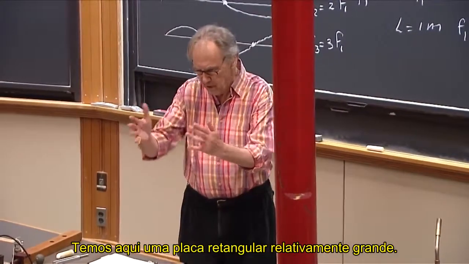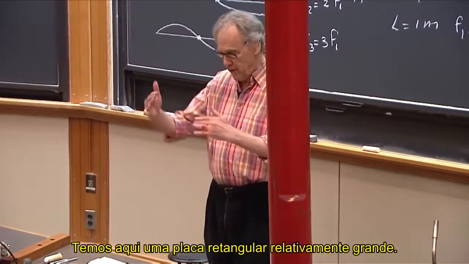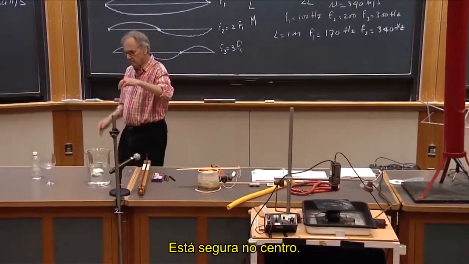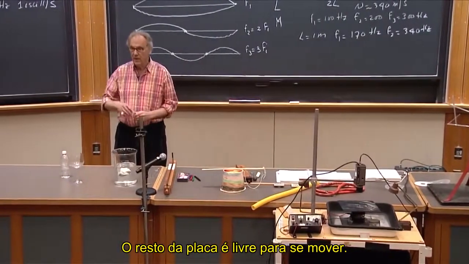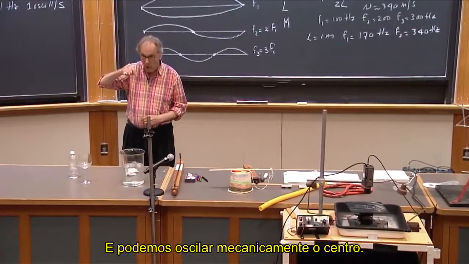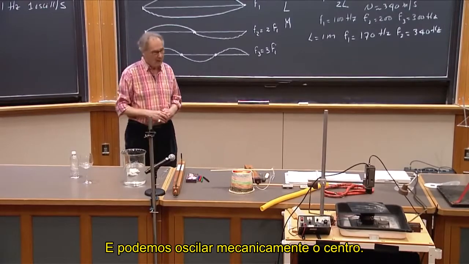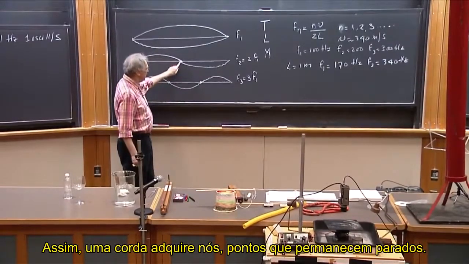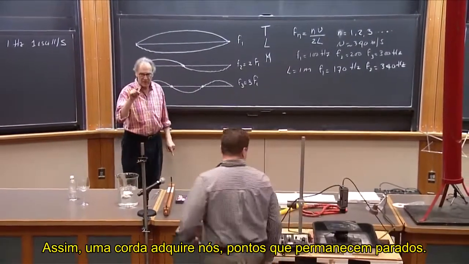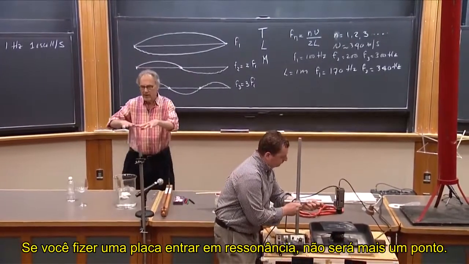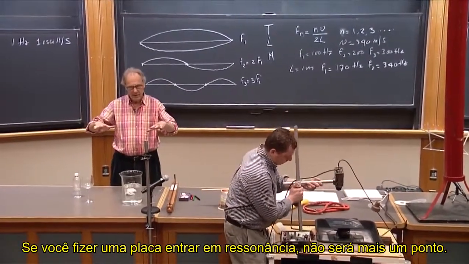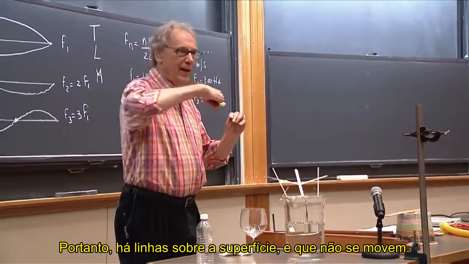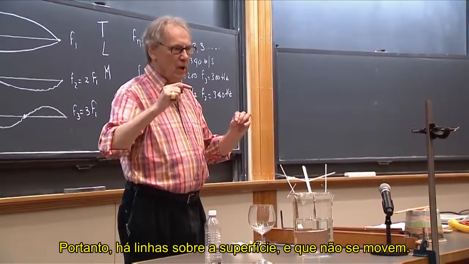We have here a rectangular plate, about yay big. It's held at the center. The rest of the plate is free to move. And we can mechanically oscillate the center. Now, a string is a one-dimensional object, so a string gets nodes, points that stand still. If you bring a plate in resonance, it is not a point, but you're going to get nodal lines. So there are lines over the surface which do not move.